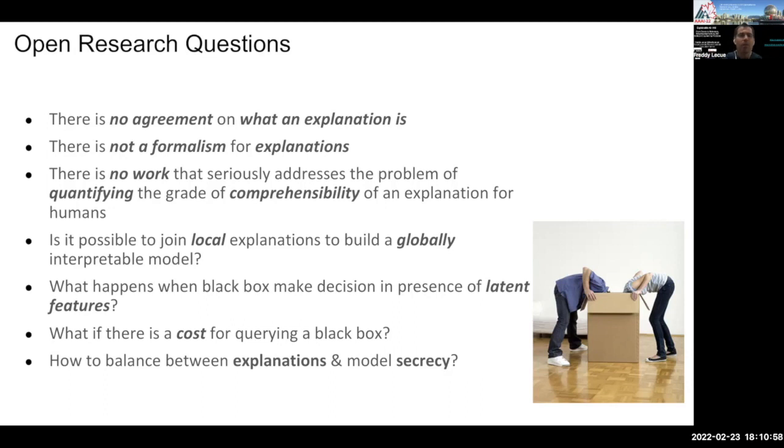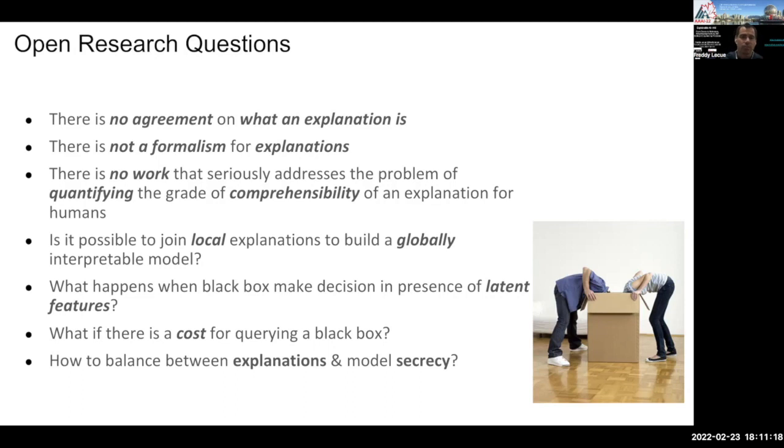If there's some bias somewhere, and the model learns this bias and uses it, well, then how do you capture that, given that you don't have access to the model? So example-based might be some techniques that could help. What if there is a cost to query a black box?